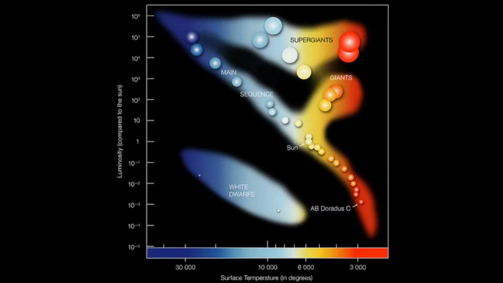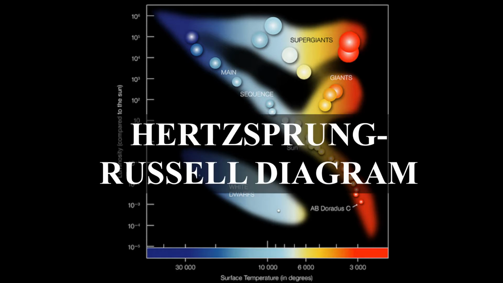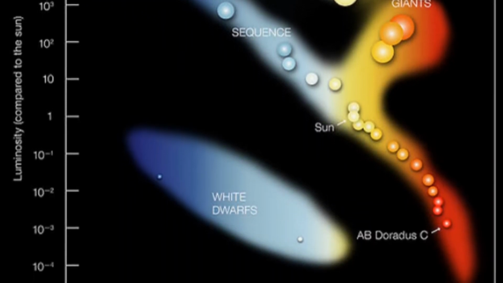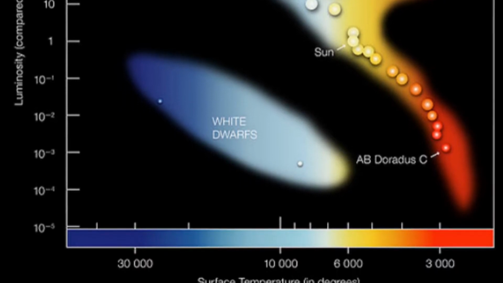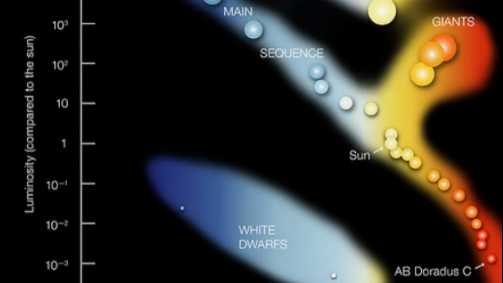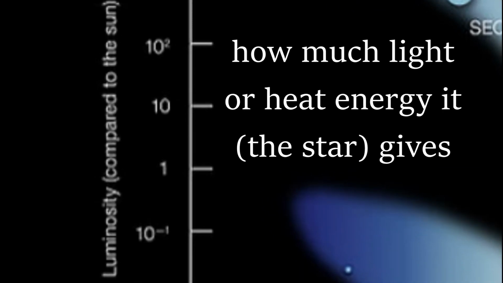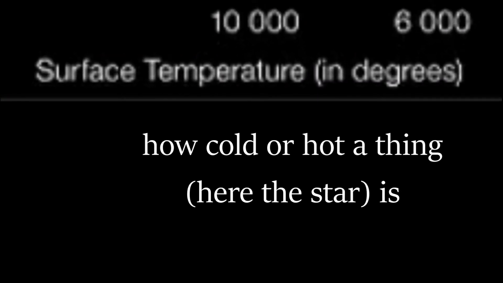First of all, look at this diagram. This is the Hertzsprung-Russell or the HR diagram for short. This diagram classifies the stars according to their temperature and luminosity. Let's clear one thing up. The graph shows the stars according to luminosity, meaning how much light or heat energy it gives out, and temperature, how cold or hot a thing, here the star, is.